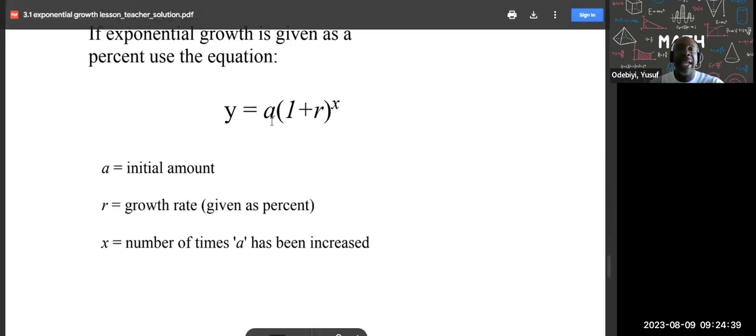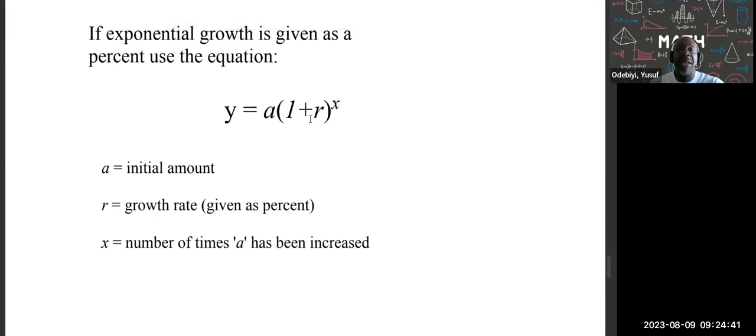X doesn't change, A doesn't change. The only thing that changes is what's in the bracket, where you have 1 plus the percentage of growth, okay?